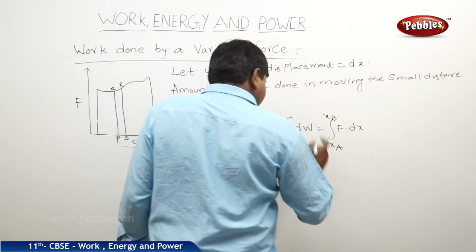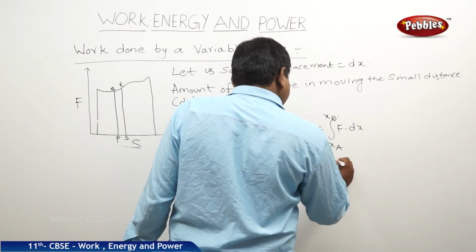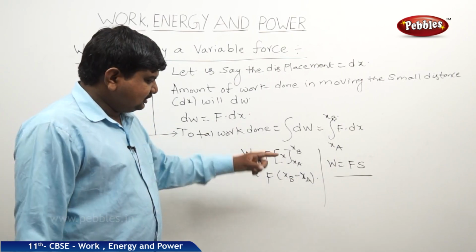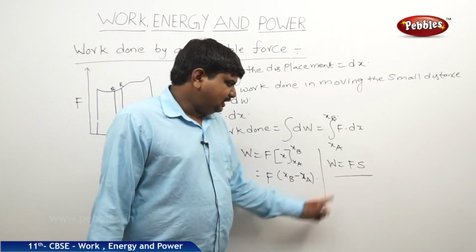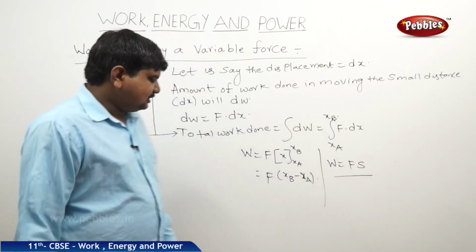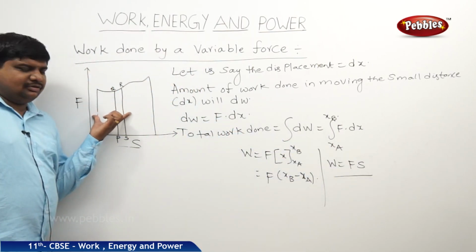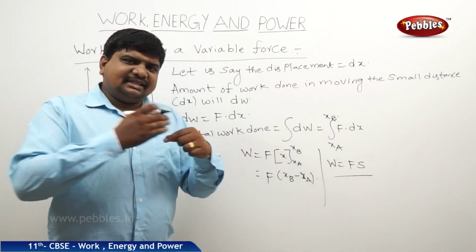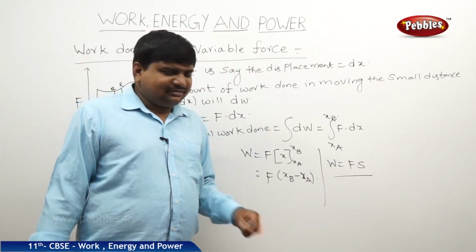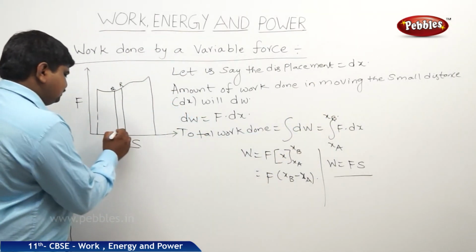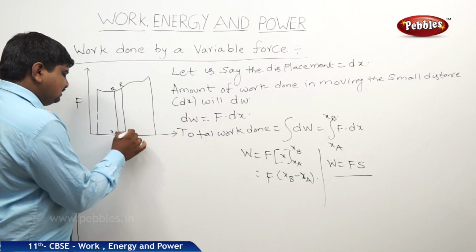So this will be the displacement. Final position minus initial position of the body is said to be displacement. So W is equal to F into S. So in case of variable forces, it is better to take a small element of the length, then we should extend that length from lower limit to higher limit, such as XA to XB. Let us suppose this is position A and this is position B.